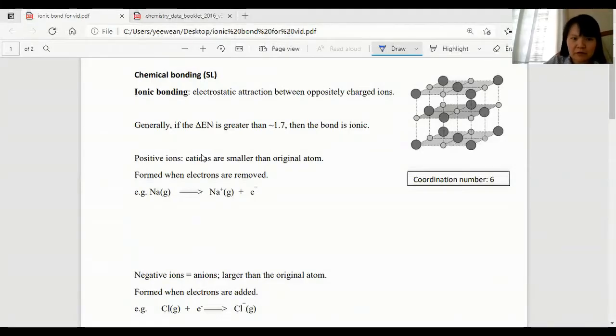This video is for the revision of ionic bonding. Okay, so ionic bonding, its definition is that it's the attraction between oppositely charged ions, one positive, one negative. So generally in the IB syllabus, things that have a difference in electronegativity of more than 1.7, then it's an ionic bond. Let's go to the data booklet and see some examples.